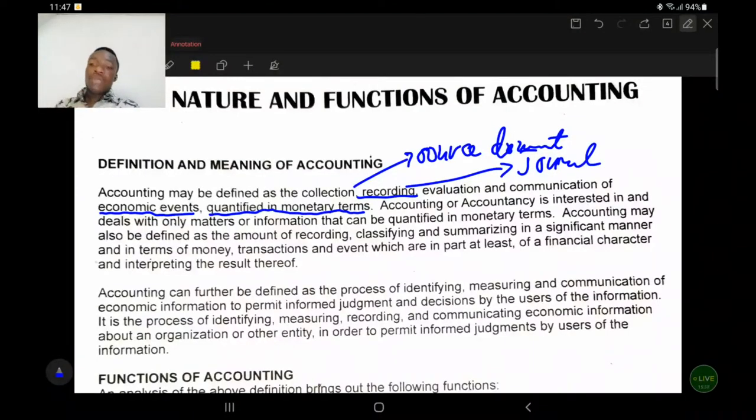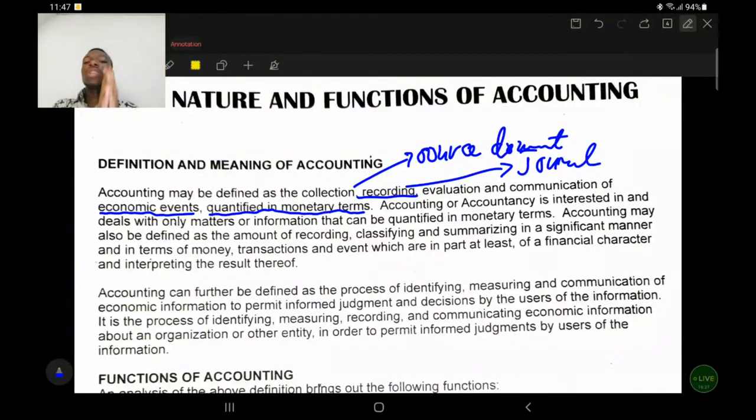So we have learned that accounting is about collection, recording, and then reporting what? Financial transactions or economic events that are quantified in monetary terms, and then reporting this information to users, those who may be interested in the affairs of that business or company. So that is the meaning of accounting. As an accountant, you need to collect, record, and evaluate. We go through all these terminologies one by one to explain how they work in relation to the definition of accounting we are trying to build up. I hope that is clear.